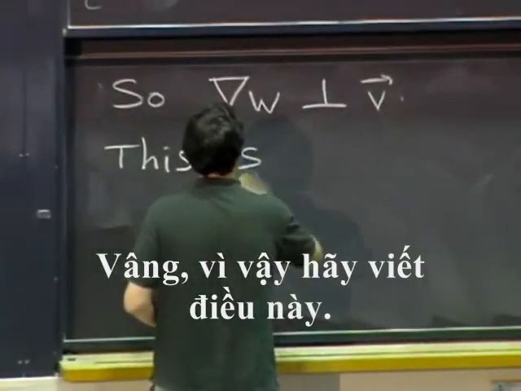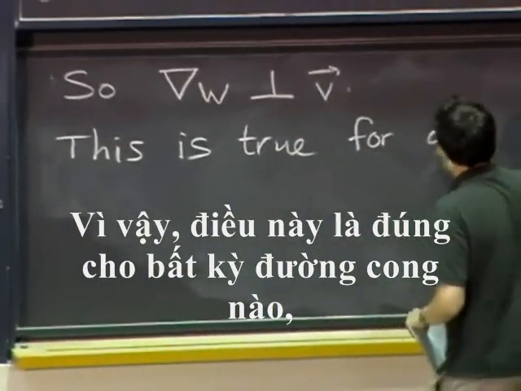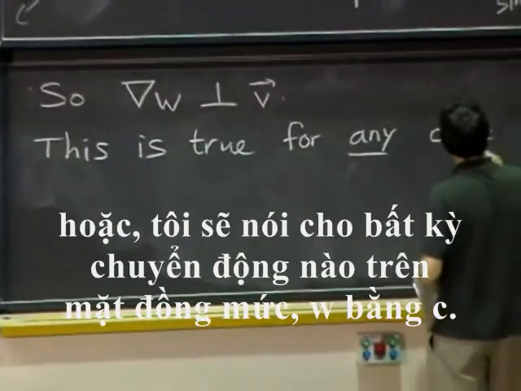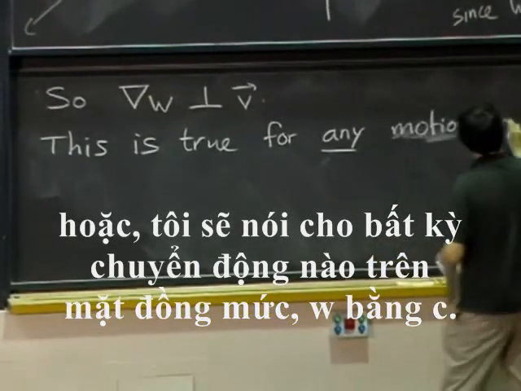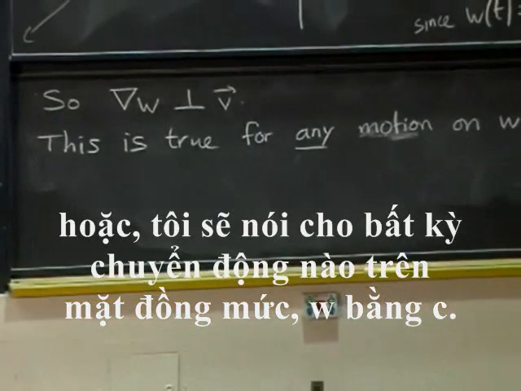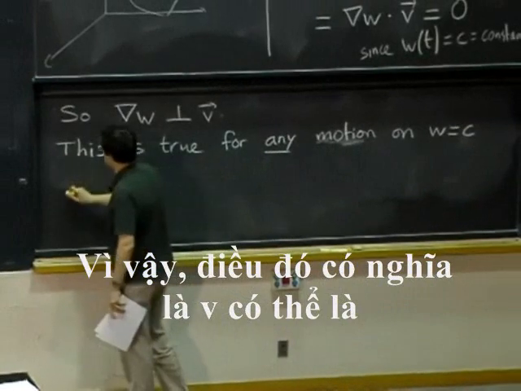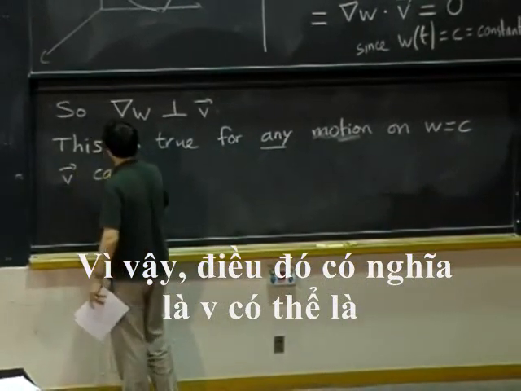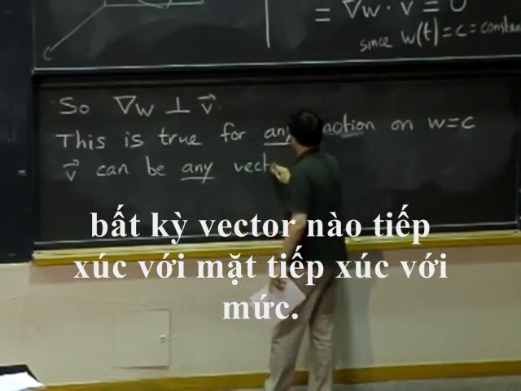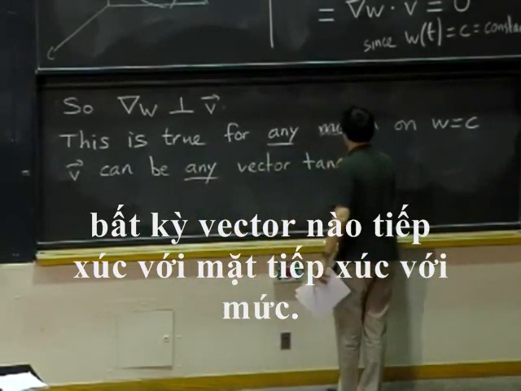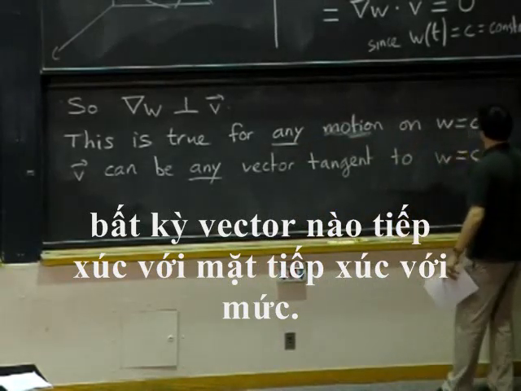Okay, so let's write this. So this is true for any curve, well, maybe say for any motion on the level surface W equals C. So that means V can be any vector tangent to the surface, tangent to the level.